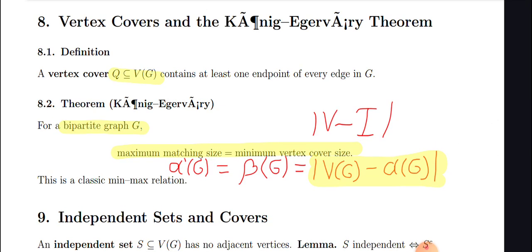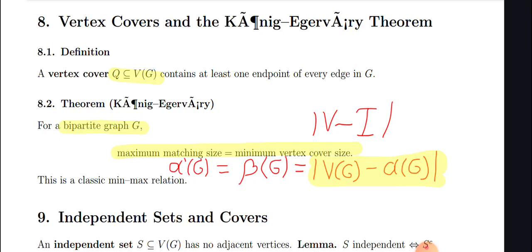But the really profound result, this moment of perfect duality, happens specifically in bipartite graphs. And this is the Koenig-Egervary theorem. What does it state? It says that for any bipartite graph G, the size of the maximum matching is exactly equal to the size of the minimum vertex cover. The inequality becomes an equality. It becomes a perfect equality. We write it as alpha prime G equals tau G. The maximum matching size equals the minimum vertex cover size.